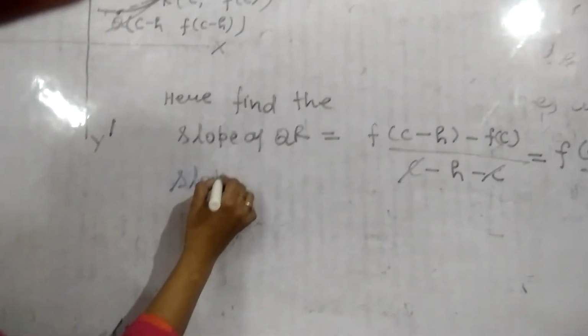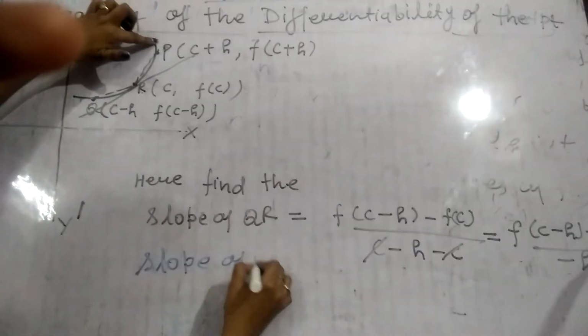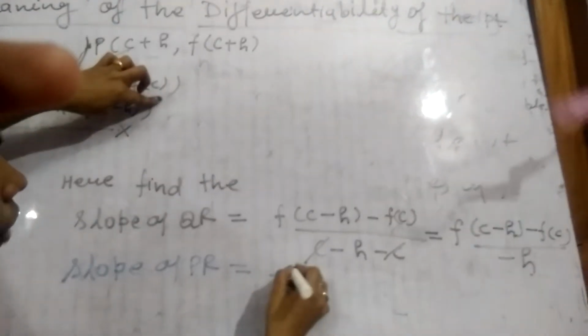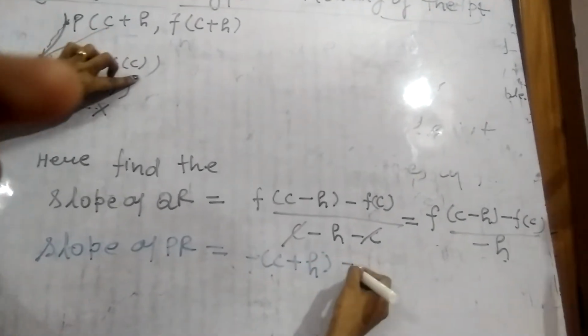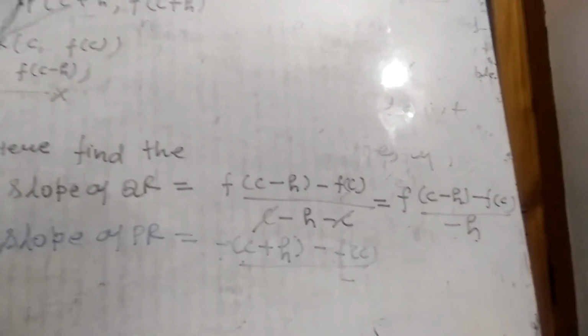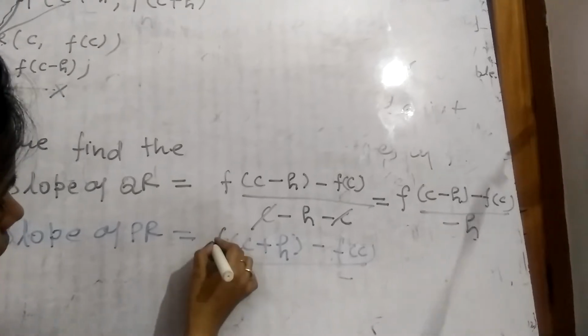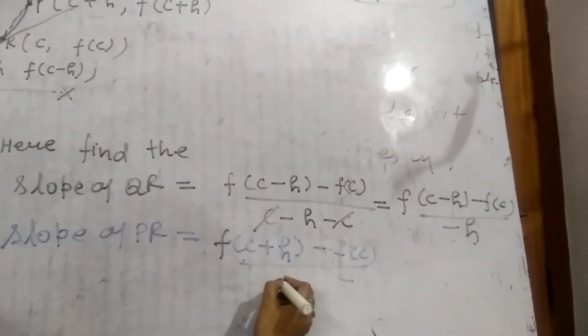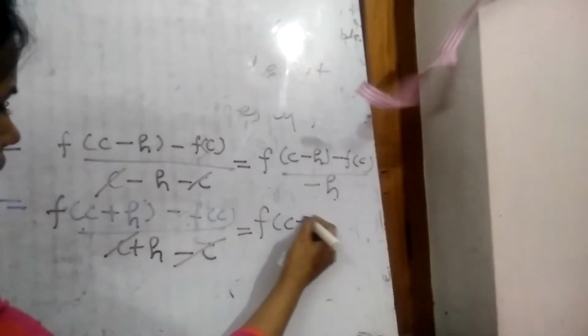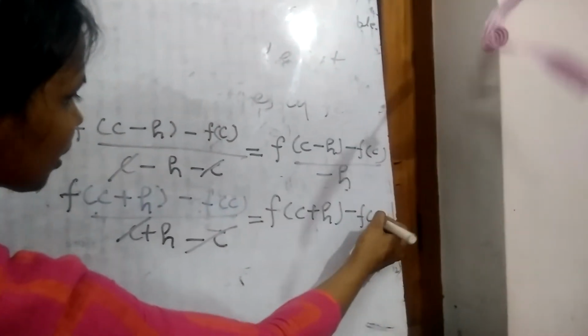Slope of PR is (y2 minus y1) upon (x2 minus x1), that is (f(c plus h) minus f(c)) upon ((c plus h) minus c), which is equal to (f(c plus h) minus f(c)) upon h. This is the right hand side.